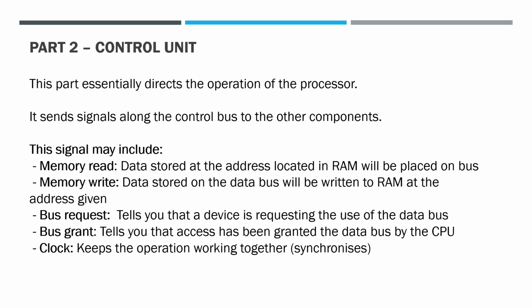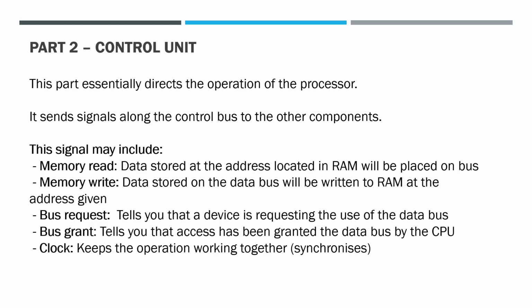It can do a bus request, which basically means that a device is requesting the use of the data bus. Now you need that because you don't want 2 devices using the bus at the same time. So the request would go through, and then it could either be granted or not granted.